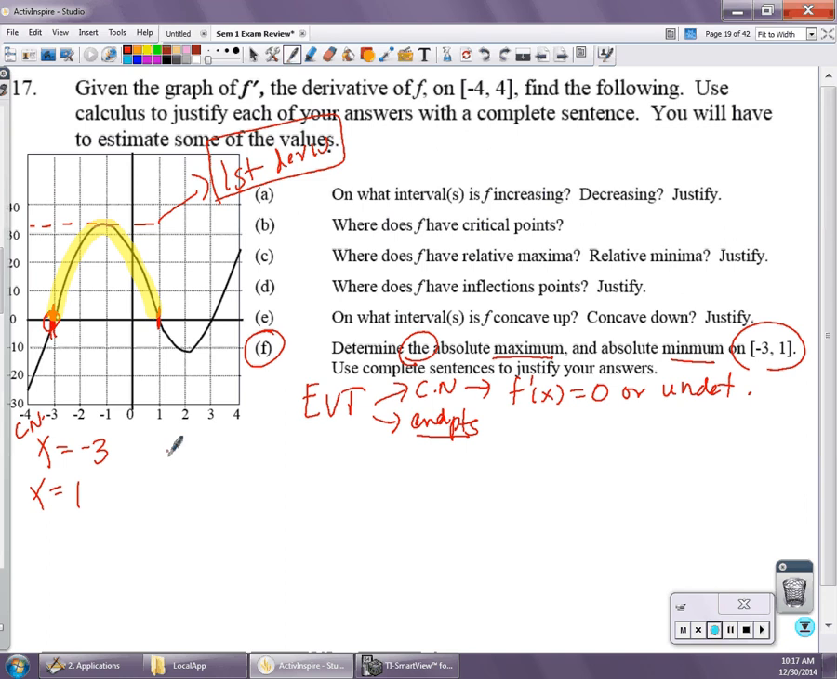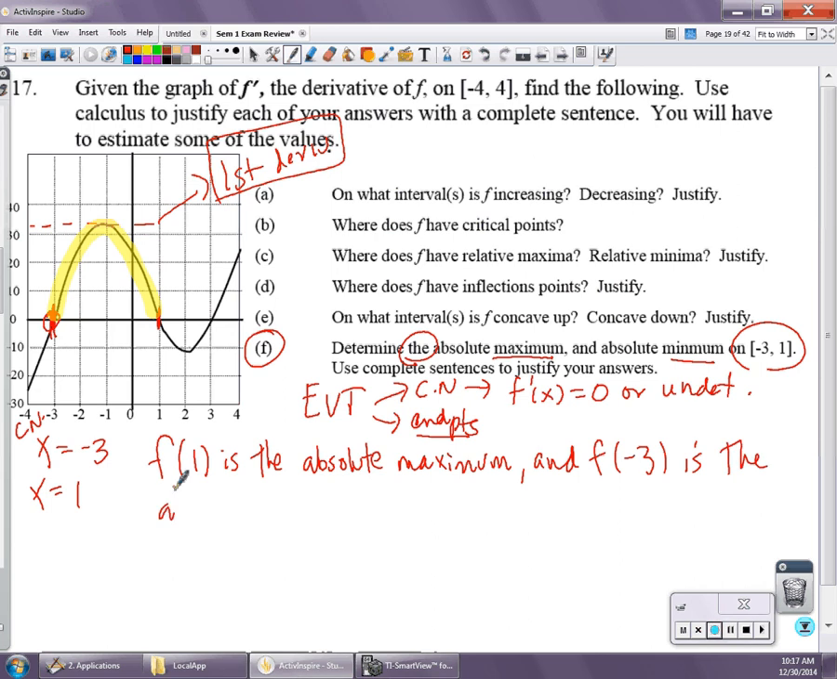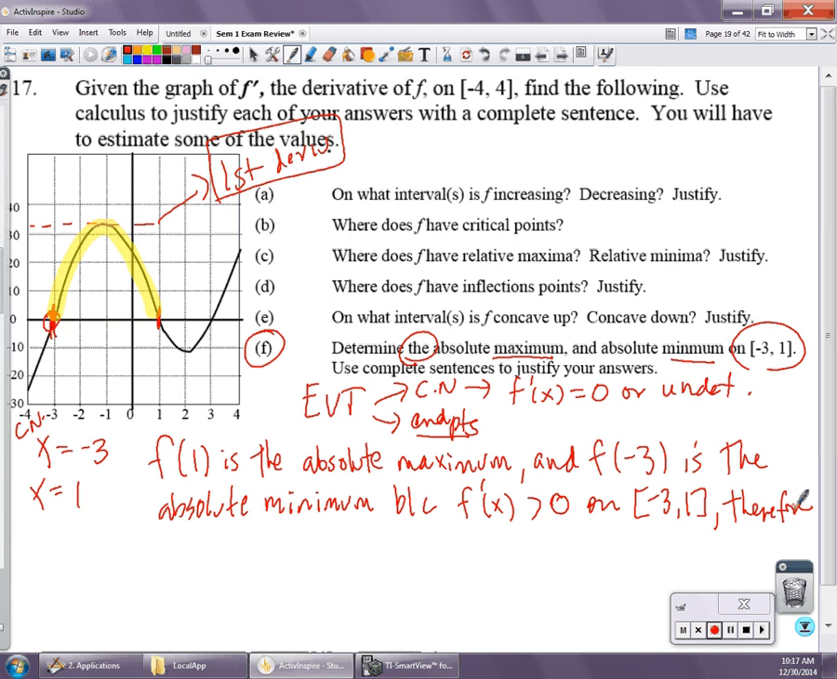Determine the absolute maximum and the absolute minimum. F of 1 is the absolute maximum, comma, and f of negative 3 is the absolute minimum because f prime of x is greater than 0 on [-3, 1], comma, therefore f is increasing over the entire interval. Okay, let's see what the next item is.